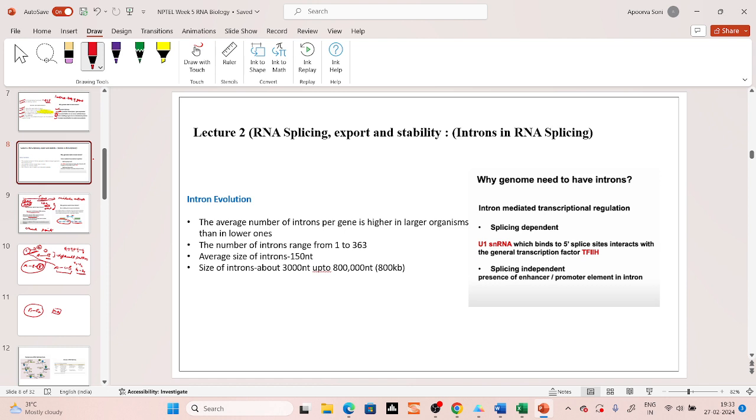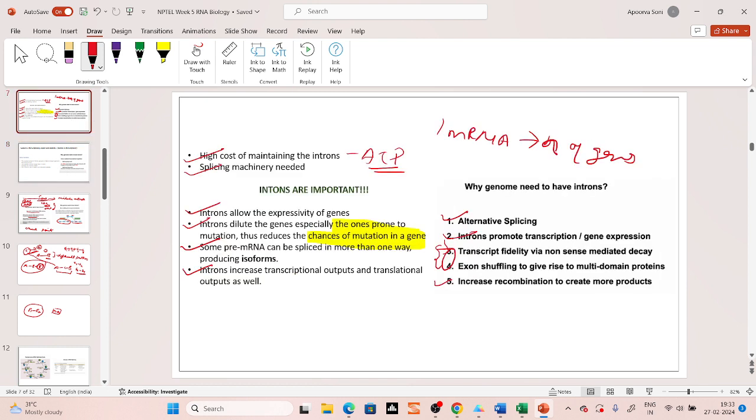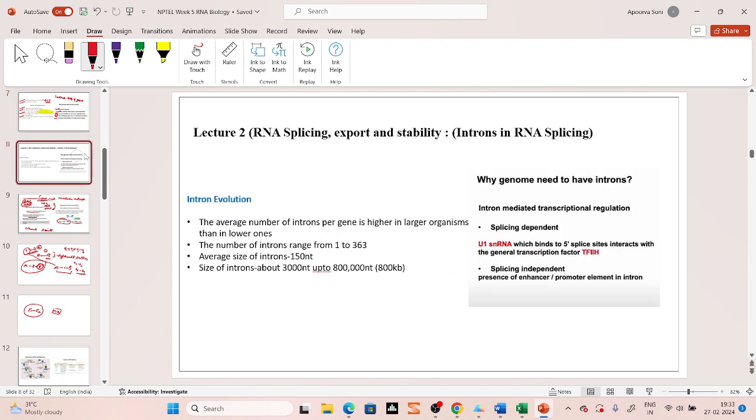Up till now, we have learned that introns are needed because they help in alternative splicing, they promote transcription, they increase the fidelity, and they help in exon shuffling and recombination. But there is another thing which introns do, and that is they help in the regulation of transcription. How does regulation of transcription occur? It can either be splicing dependent or splicing independent. Now, what does it mean?